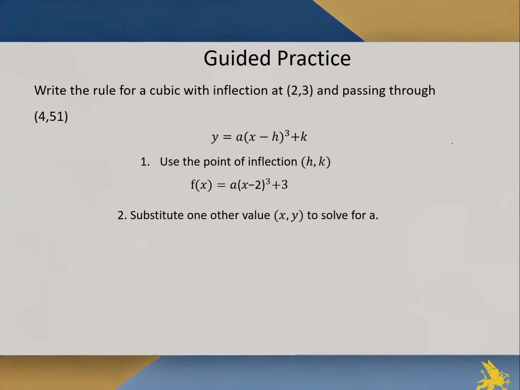I know I've got one x and y point. So I've got 4 is x, 51 is y. I just substitute those values into my equation and solve for A. So that gives me 2 cubed, which is 8. So 8A. I take away 3, and then I divide by 8 and get 6. I put 6 into my equation, and I've got 6 in brackets x minus 2 to the power of 3 plus 3.